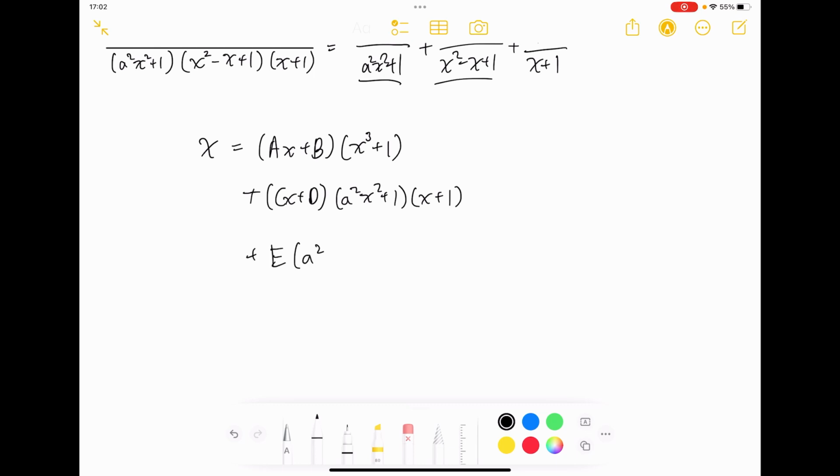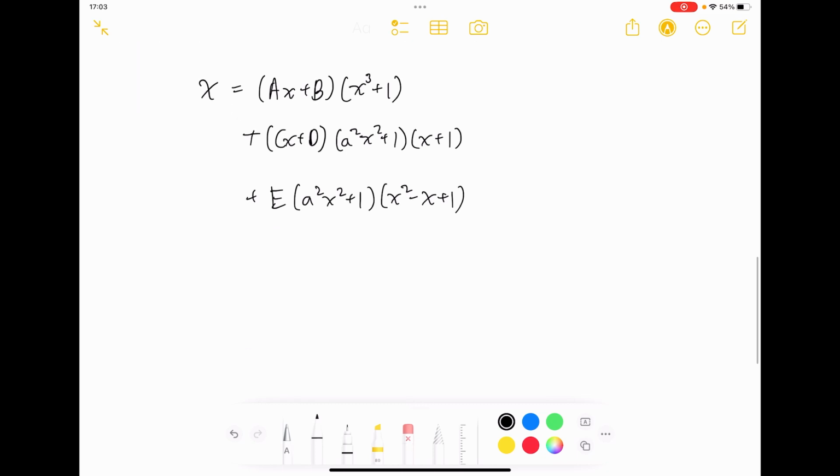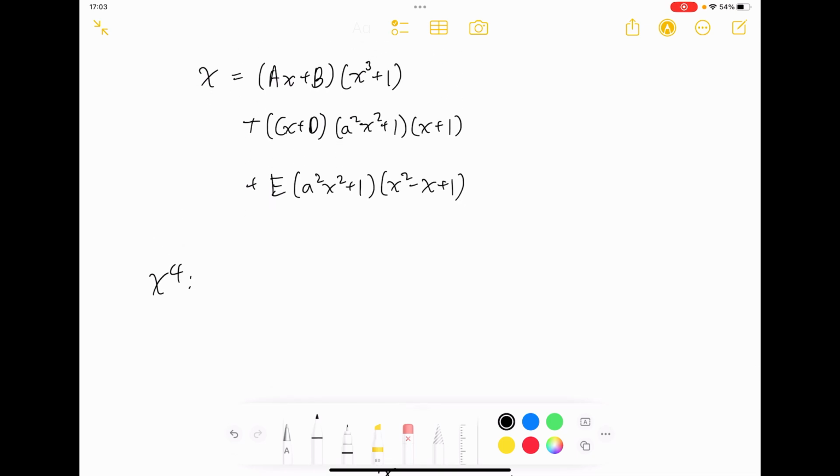E times a squared x squared plus 1 times x squared minus x plus 1. And what we're going to do is we'll have to solve for these, which is quite annoying to be fair, but we're going to do it by comparing coefficients of x to the something power. So, as an example, x to the 4th, well, we have 5 unknowns, so we need 5 equations. The 5 equations will come from the x to the 4th coefficients, x cubed, x squared, x, and the constant.